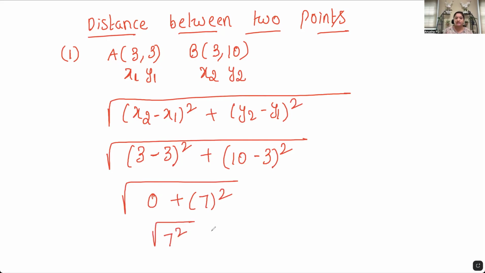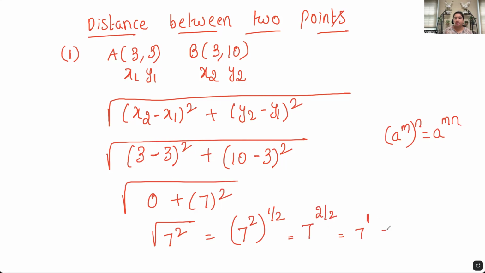Square root of 7 square: the root and the power of 1 by 2 will get cancelled, because 7 to the power of 2, whole to the power of 1 by 2. We have a formula: a to the power of m, whole to the power of n, is a to the power of mn. So 7 to the power of 2 by 2, 7 to the power of 1 is 7. Or square root of 49 is 7. You can do either way. That is the distance between 2 points.